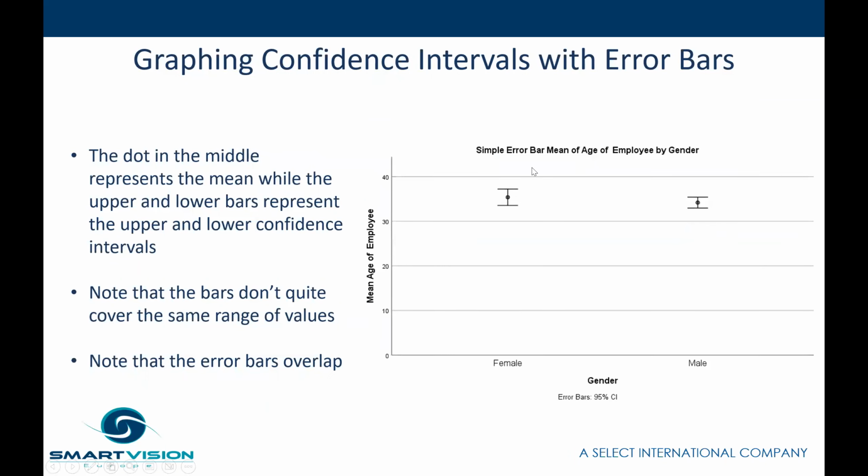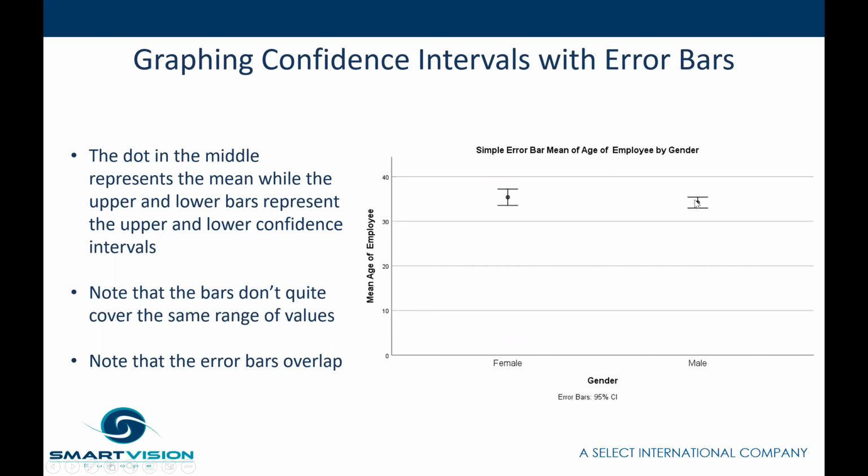So when I look at charts with error bars, I'm really looking at charts of 95% confidence intervals. Here we can see men and women for age of employee, and they actually overlap one another. Note that the error bars overlap. Look at the women here. The intervals for the women are slightly further apart than they are for the men. Why would that be? Either the age of employee distribution is wider for the females, and or the sample size is smaller.